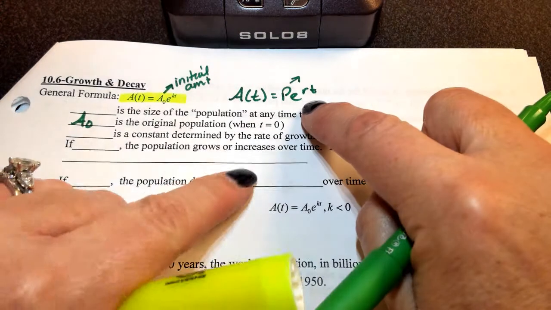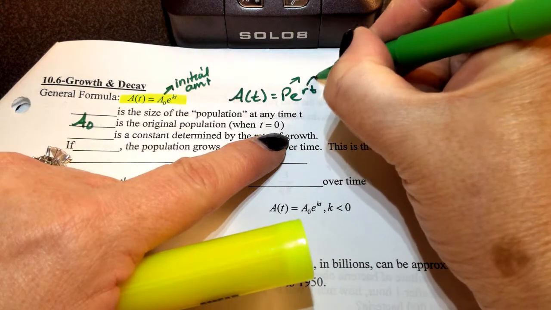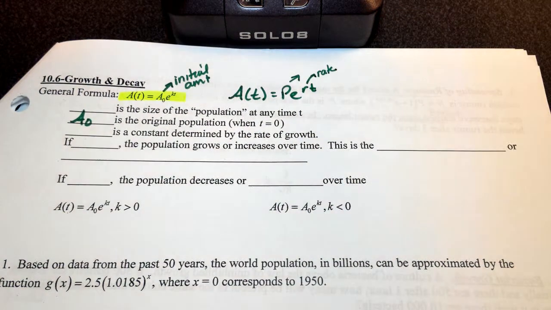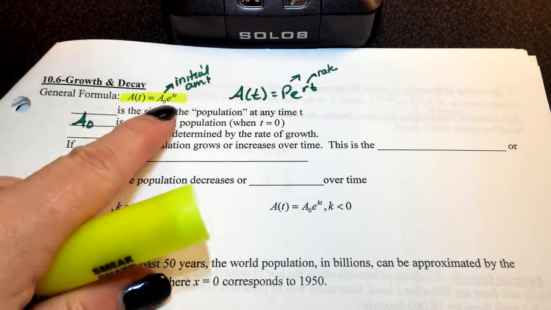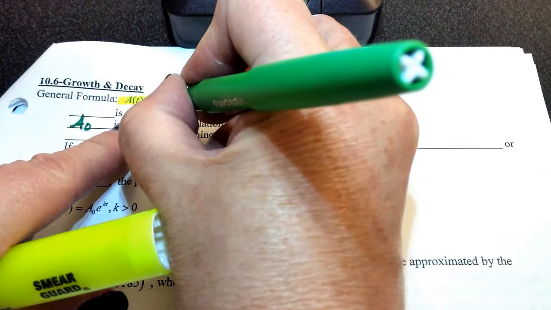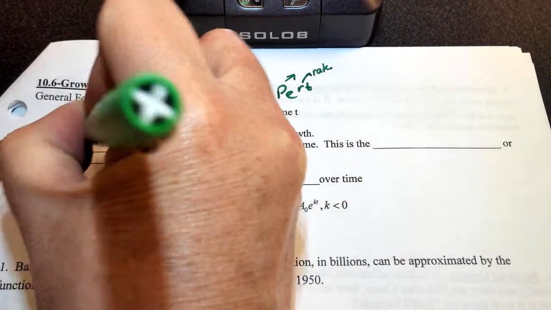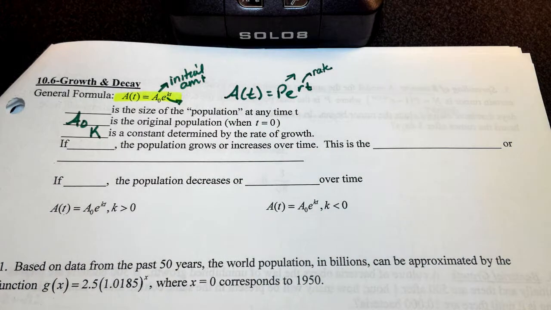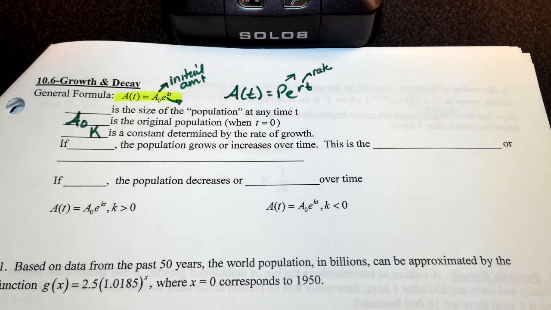Now, if you remember with PERT, r was your interest rate. Well, interest rate only applies to money or items. So with these other applications, we don't call it an interest rate in the formula. We call it a k value. And k is the constant rate of growth. But you can see this is just a variation of PERT. Initial amount times e raised to the rt power, but instead of calling it r, we call it k, the constant rate of growth. Or it could be a decay as well.